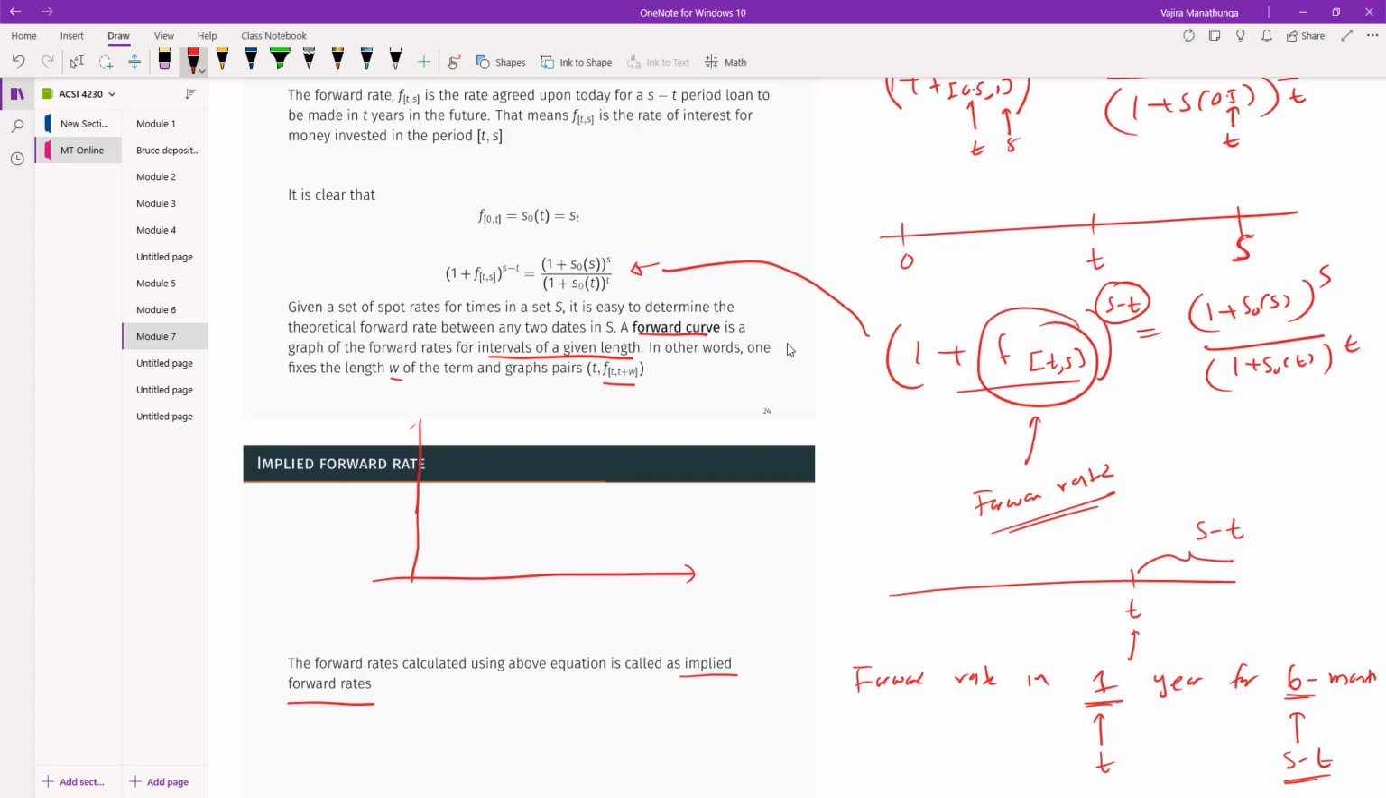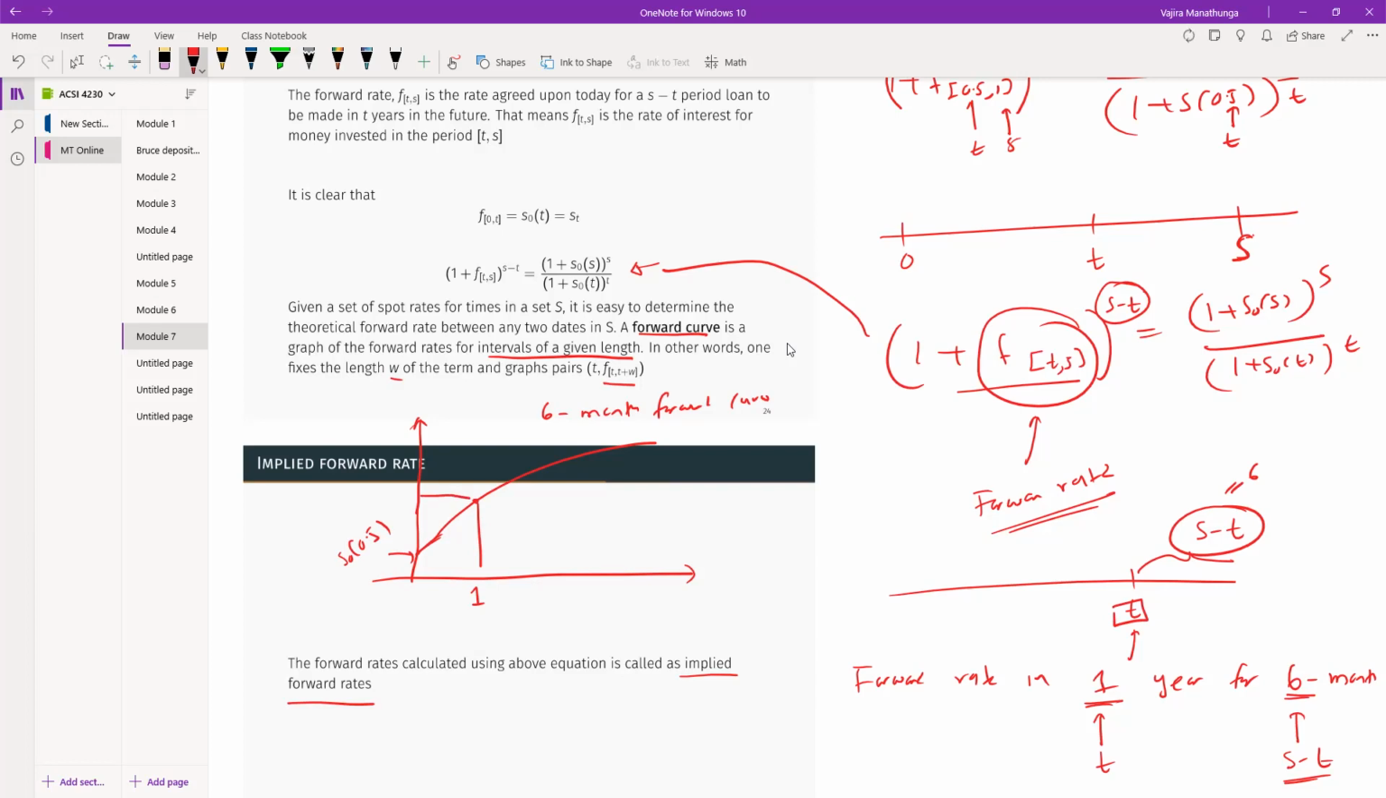So basically you have a forward curve that looks like this. Let's say this is the 6 month forward curve. That means you fix the difference S minus T as 6 months, but you change the T. So right now, the 6 month forward rate is actually a spot rate. So this can be S naught 0.5. Then in 1 year, what is the forward rate for 6 months?